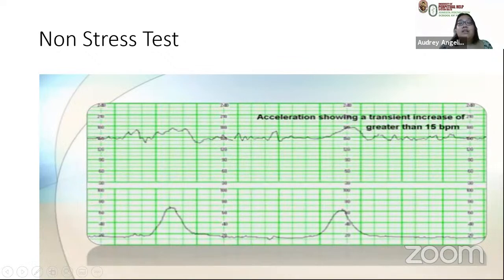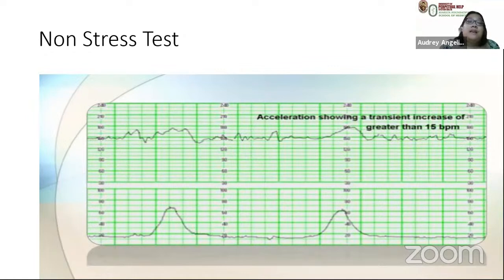For every patient admitted, we do a non-stress test. Do you remember what a non-stress test is for? It is to monitor the fetal heart rate. Okay. So what are the components of your non-stress test? What are the data that we could get from here? Okay, the first is your fetal heart rate.